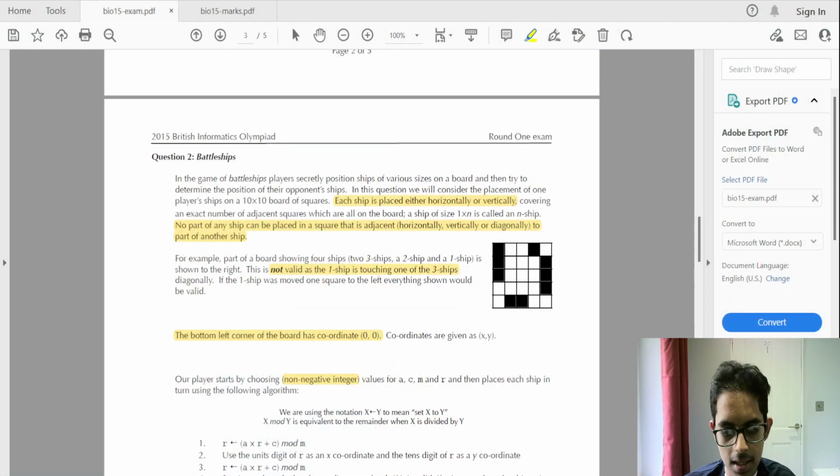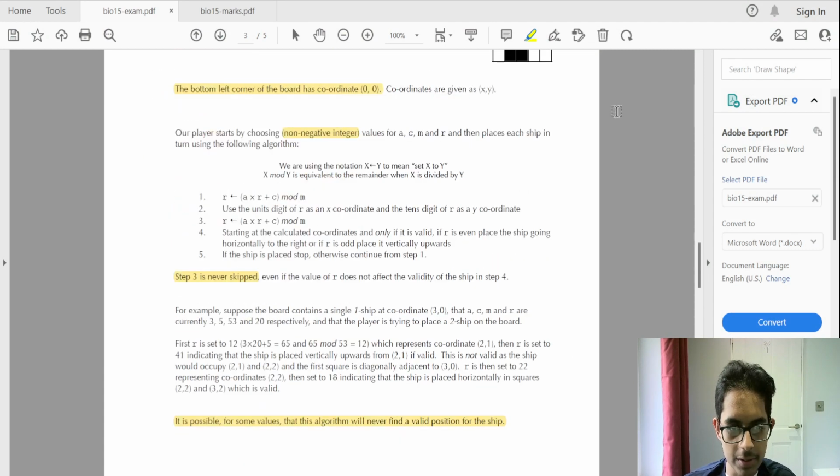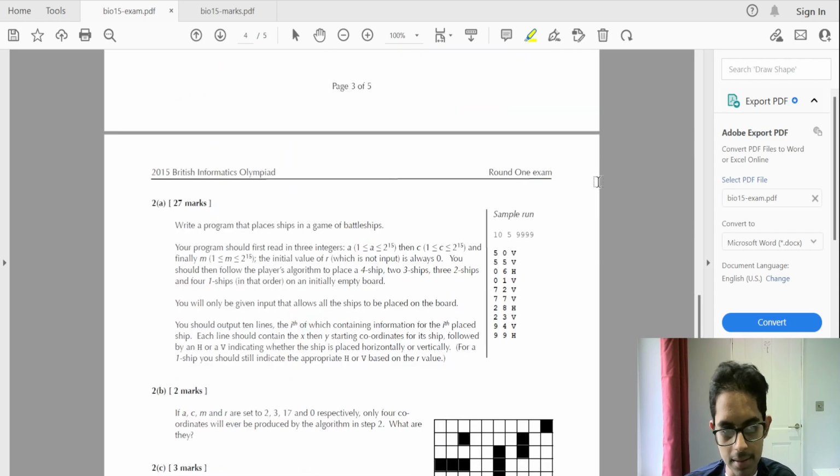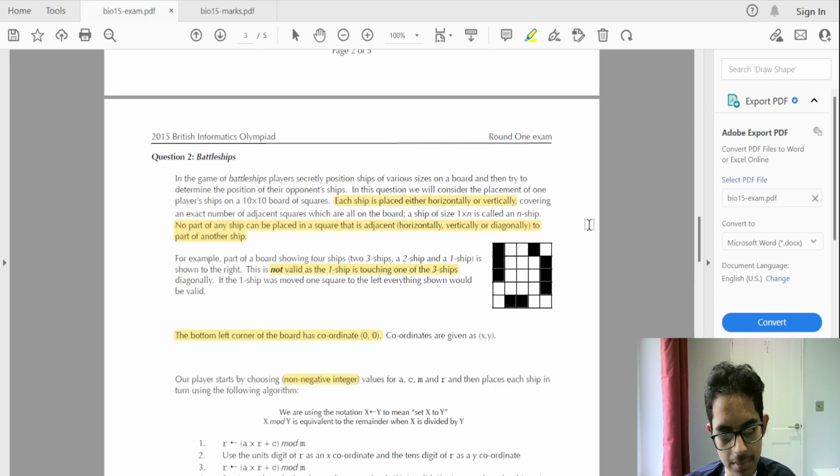Today we'll be taking a look at the 2015 paper and we'll be taking a look at the second question. So let's have a look at the question. I've highlighted the important parts as always, and feel free to pause the video and just have a read before I then explain the code for this.